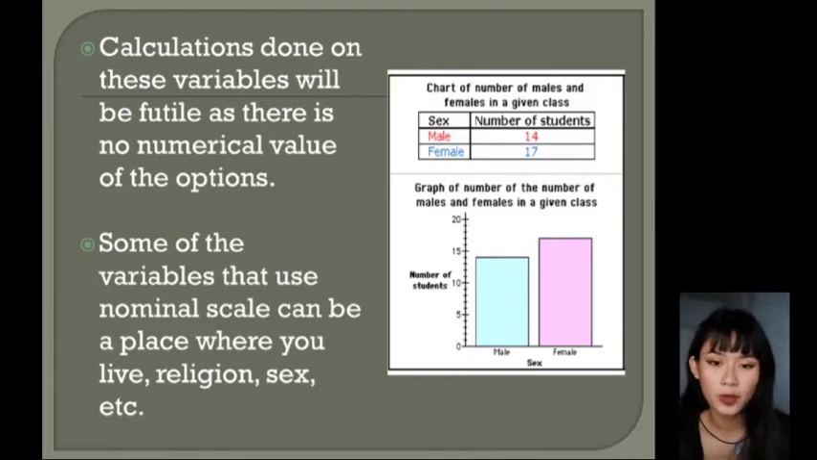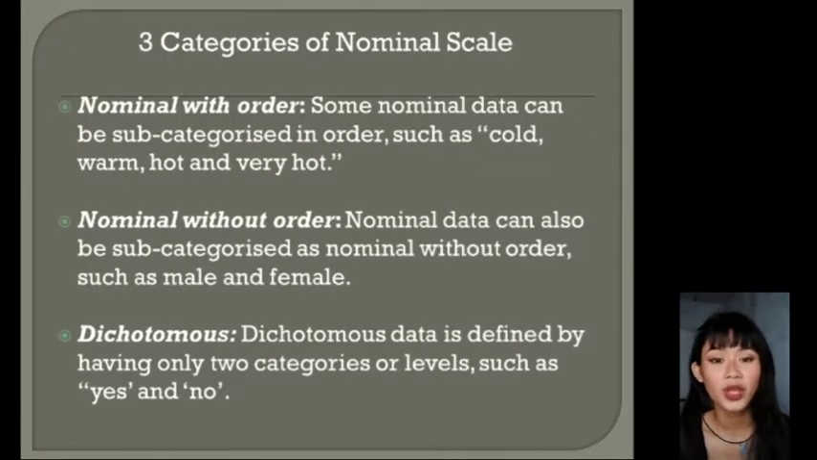So let's look at this example, where the students in a class can be divided into two possible classes, namely the male and the female. Nominal data can be broken down again into three categories. One, nominal with order. Some nominal data can be subcategorized in order, such as cold, warm, hot, and very hot. Two, nominal without order. Nominal data can also be subcategorized as nominal without order, such as male and female. And lastly, dichotomous. Dichotomous data is defined by having only two categories or levels, such as yes and no.